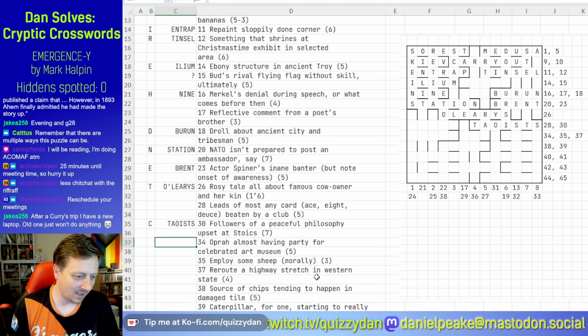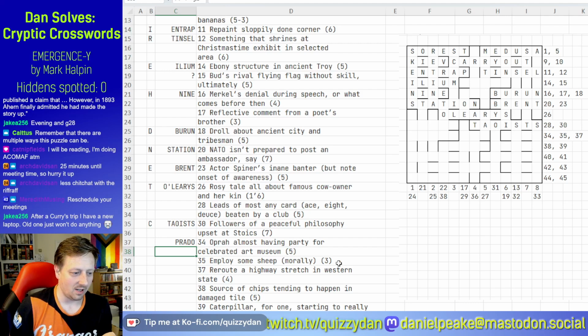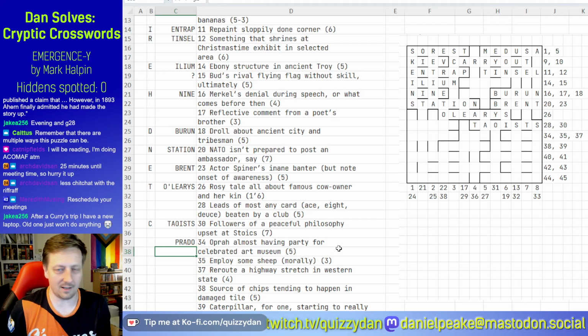Oprah almost having party for Celebrated Arts Museum. Must be Prado, because a party is a do and a Prado is a celebrated art museum.